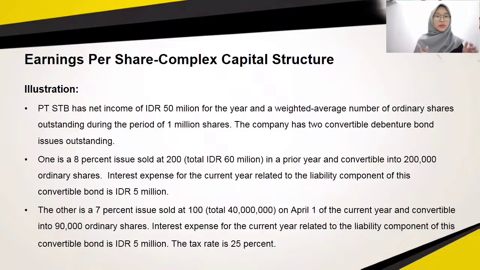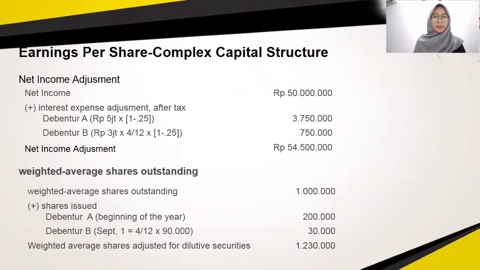And the other is a 7% issue sold at 100. The total is 40 million on April 1 of the current year and convertible into 90,000 ordinary shares. Interest expense for the current year related to the liability component of this convertible bond is 5 million. The tax rate is 25%. And this is the calculation of the illustration.